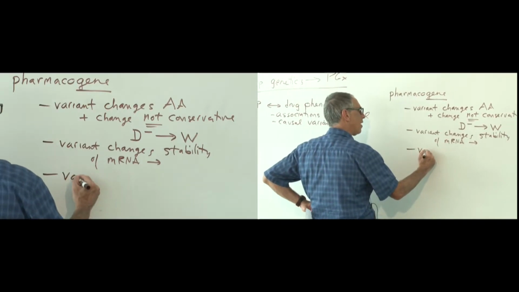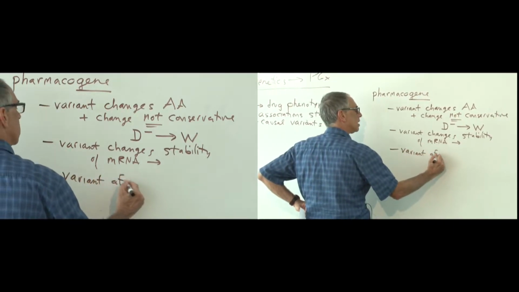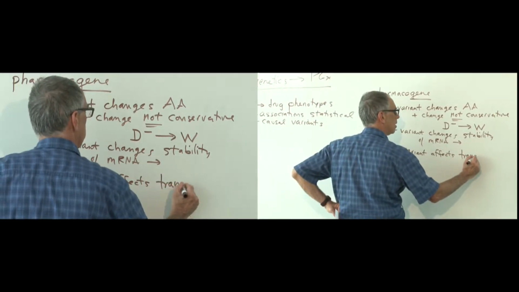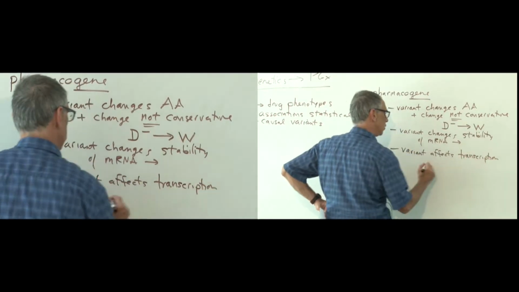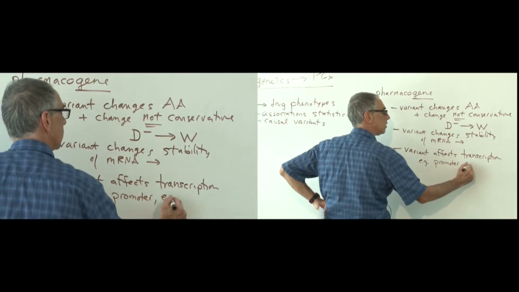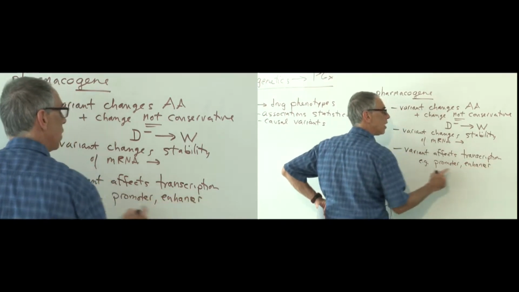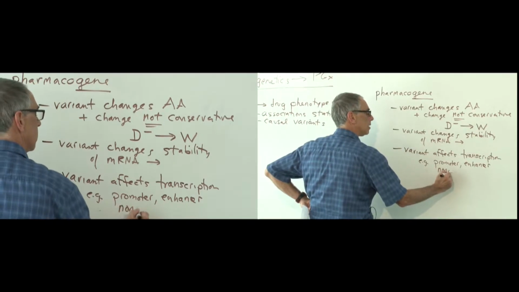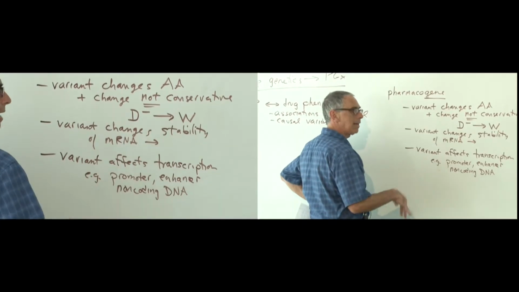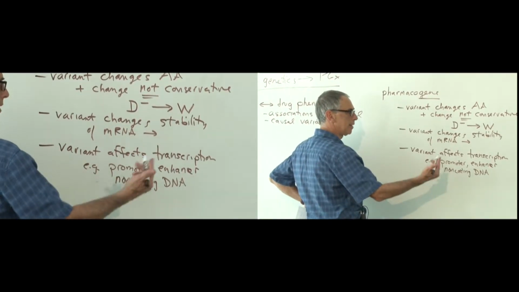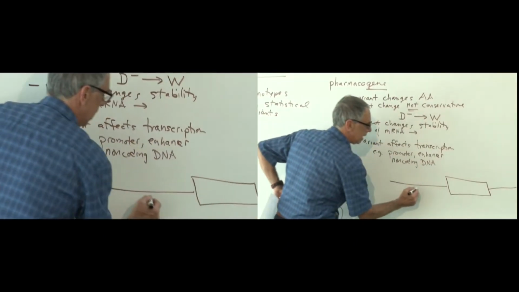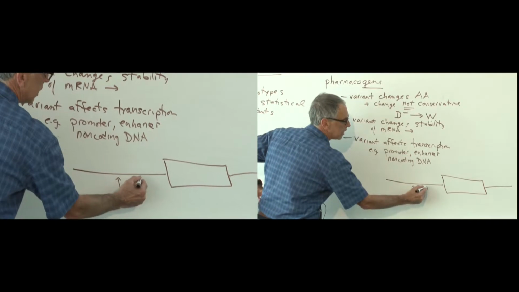Another possibility is that the variant affects the transcription of the gene. So it might be in a so-called promoter or enhancer, which are non-coding DNA elements that attract the transcriptional machinery to make the gene. So it's often drawn like this. Here's our gene. Here we have DNA promoters and enhancers.